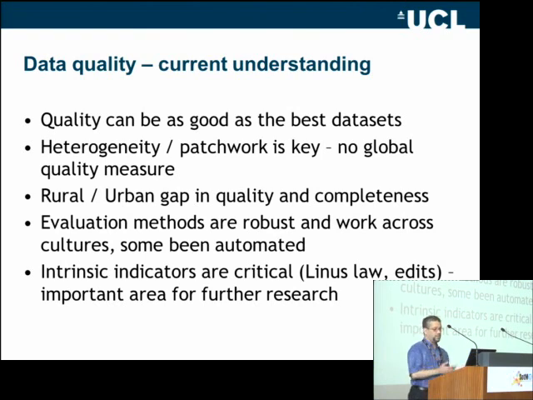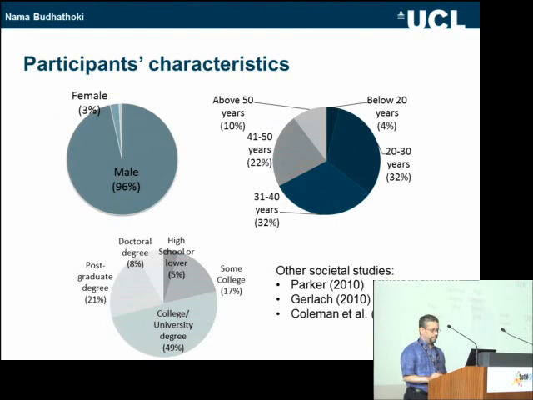There is a rural-urban gap. There are also evaluation methods that are robust and work across cultures, and some of them have been automated, such as the work that I showed about Liverpool and London and other areas. And we are starting to see some intrinsic indicators that are internal to the data set, so we no longer need an external data set to compare it to, although that's currently the case, and we will need to develop many more of them.